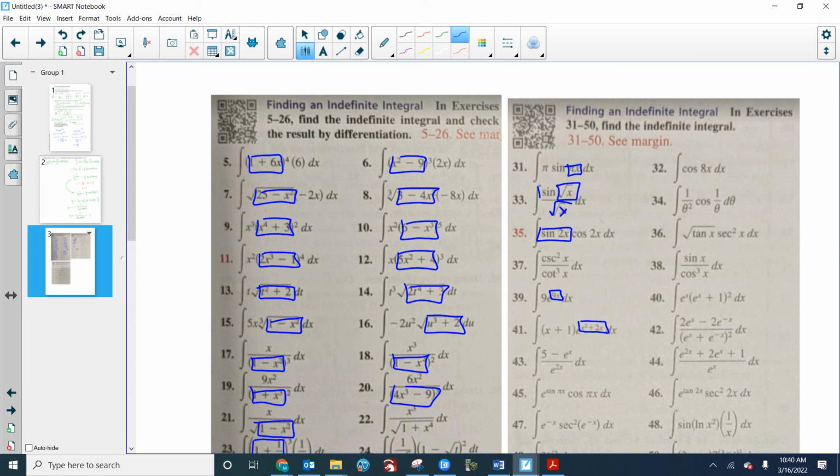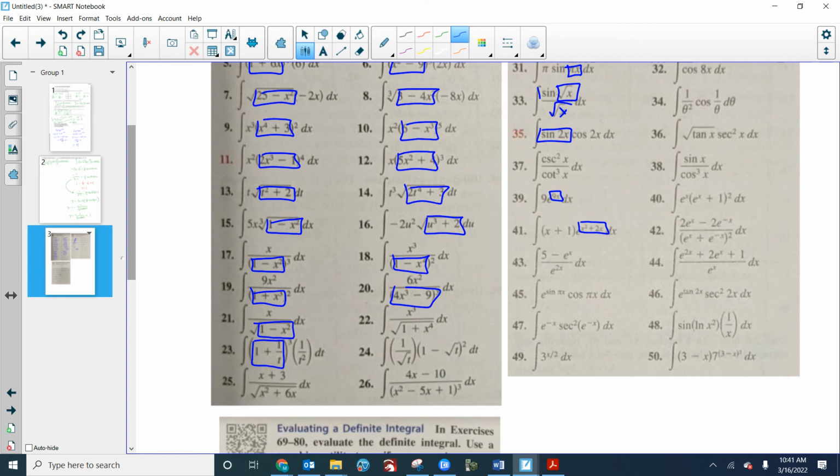With me? Another thing that comes up. Should I ever, or is there ever a scenario where I should let u equal x? What's that going to do for you? All you're doing is making the same problem with a u instead of an x. It's not helping you. All right?